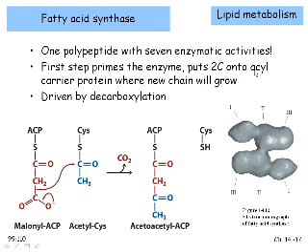Fatty acid synthase is kind of a nifty protein. This is an electron micrograph of fatty acid synthase. And in some species, a single polypeptide has all 7 enzymatic activities that are needed in order to synthesize fatty acids. The first step that we're going to need to do is to prime the enzyme and get something on there to get the process started.